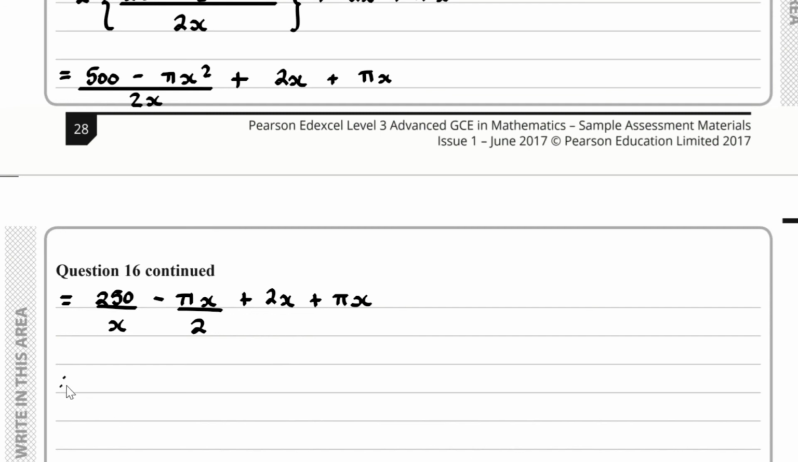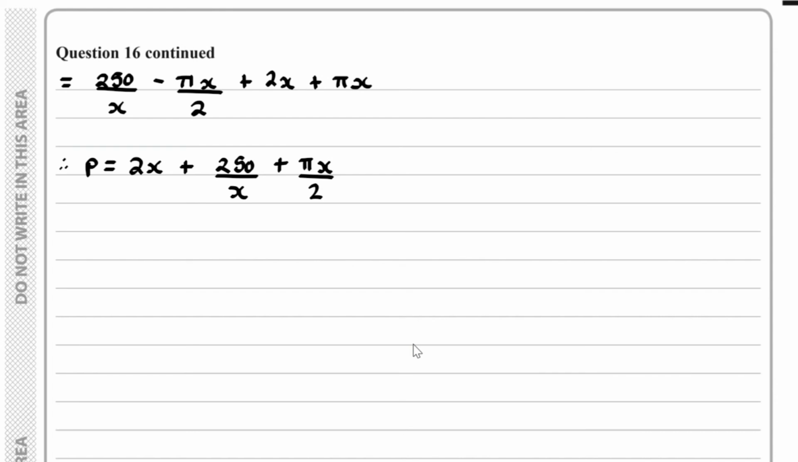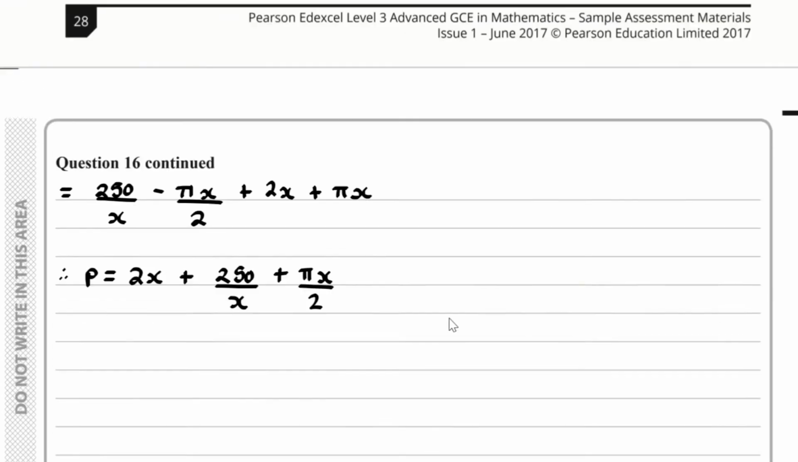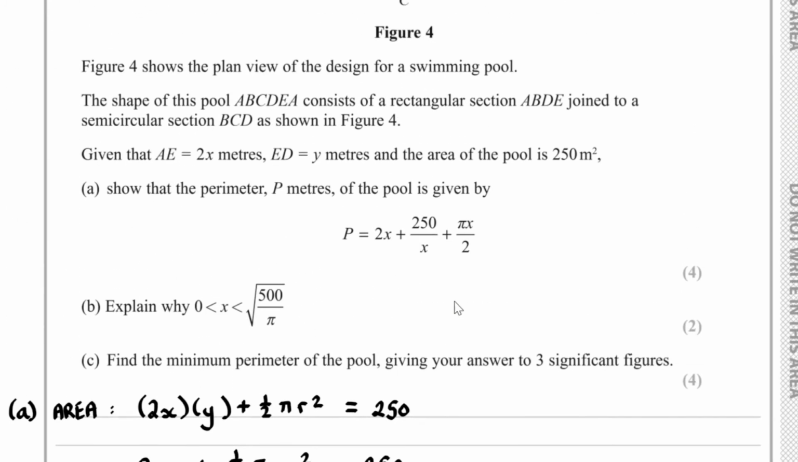And so therefore we can conclude P is equal to 2x plus 250 over x. And then we've got minus a half pi x plus pi x, so that will be positive pi x over 2. So that's what we wanted to show the perimeter was.